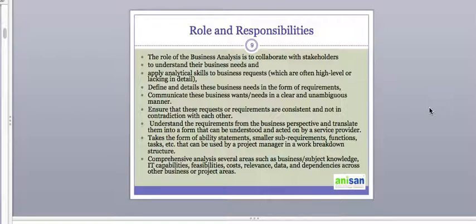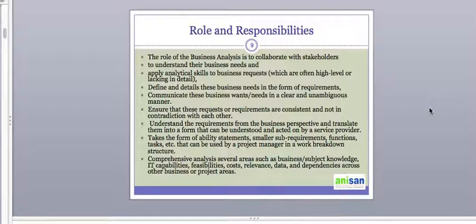Define and detail these business needs in the form of requirements. So we define and detail the business need in the form of requirements, that is high level requirements or business requirements, and detail level or solution related requirements, which can be called functional and non-functional requirements. And we communicate these business wants or needs in a clear and unambiguous manner. That is documenting these requirements in a structured way, which we may call a template. That's a business requirement document or software requirement specification, or it could be a product roadmap, or a functional requirement document, and we present them.